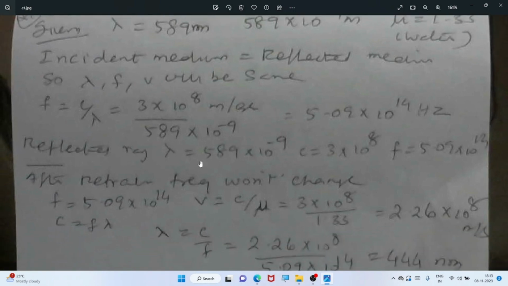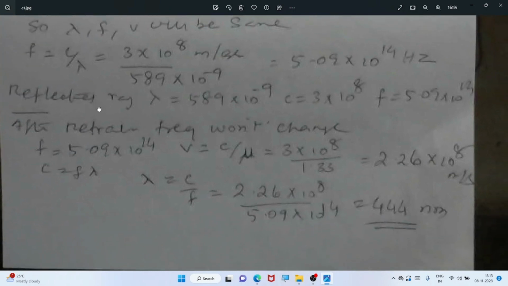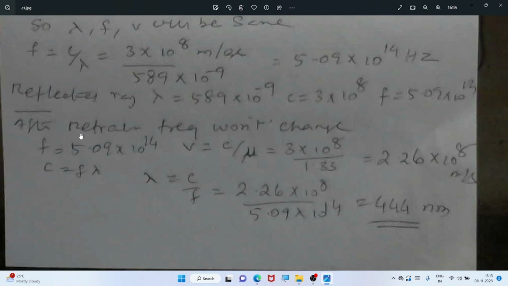Reflected ray lambda, C is same, F is this, okay. But after refraction, the frequency is not going to change. When you change the medium, frequency is not going to change, but the velocity is going to change. The velocity depends on the refractive index, okay. So this is the velocity of light in the vacuum divided by the refractive index of the medium. So this is the velocity of light in the water, okay. So velocity is going to change, frequency is not going to change.